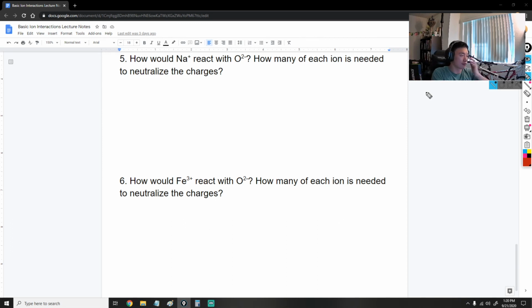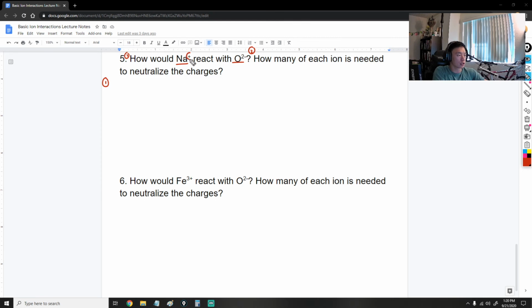Okay, so number 5, it's asking us, how would Na+ react with O2-? So the first question is, how would they react? The second question is, how many of each do we need? So let's answer both parts. The first part of the question, Na+ and O2-.